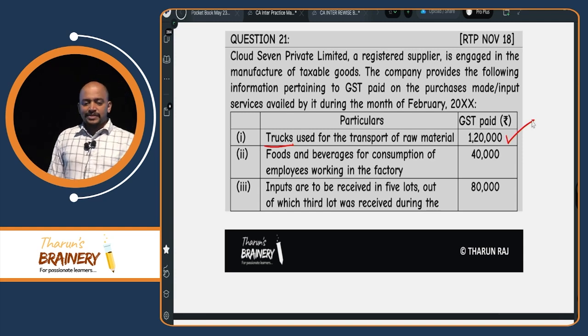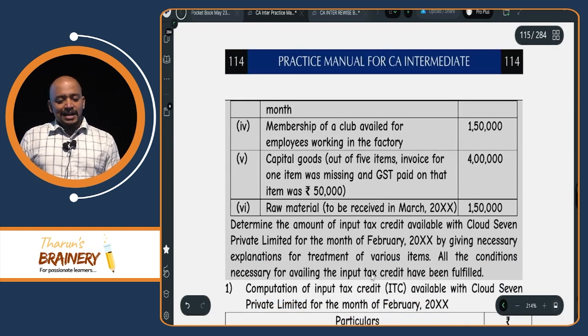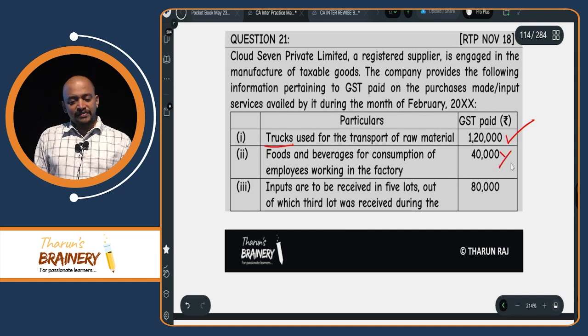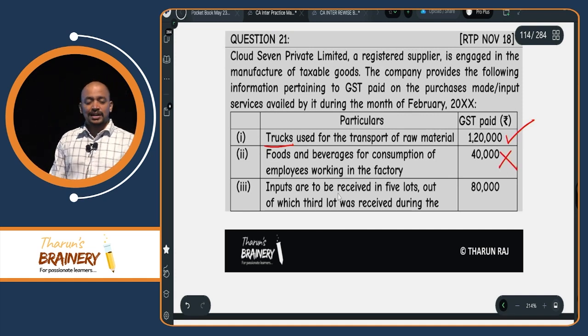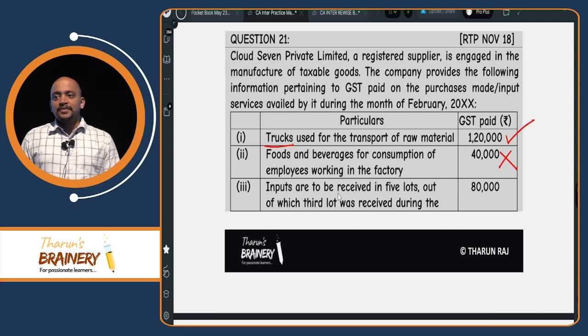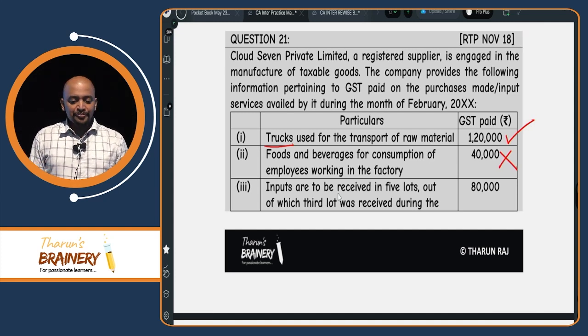Food and beverages for consumption of employees working in the factory. Is it mandatory as per statutory obligation? So therefore ITC not available because food and beverages is blocked credit. And whether inward supply, outward supply, same category? No. Inward supply part of outward supply? No.